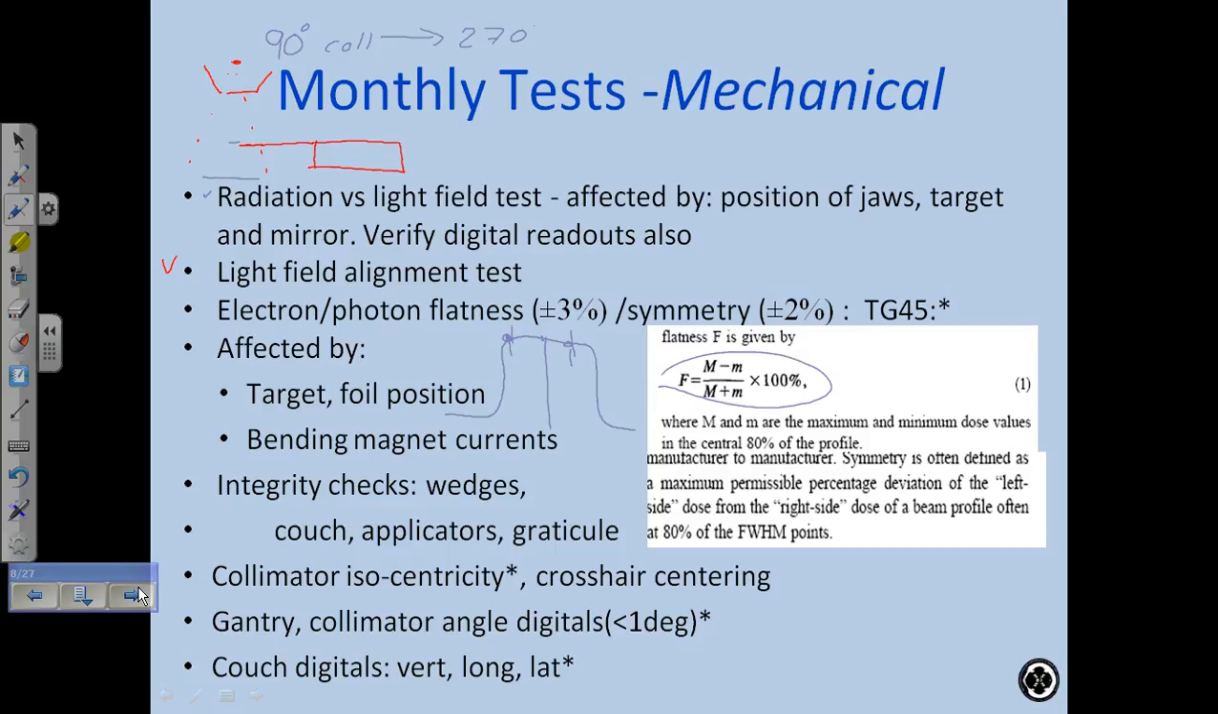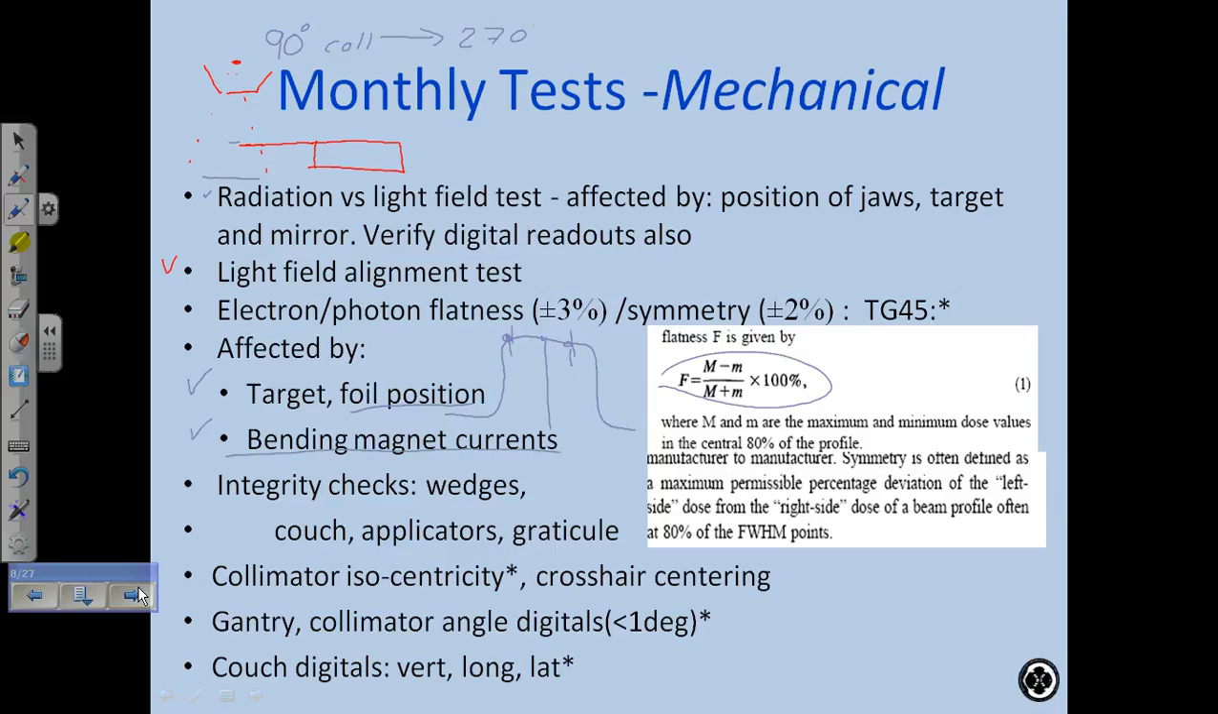So how can the flatness and symmetry be affected? That can be affected by the position of the target, if it's not going into place, or the foil position for electrons, if not properly positioned. And your bending magnet currents can affect the symmetry. Okay, so if there's an issue, those are usually the culprits. Most common is this one.